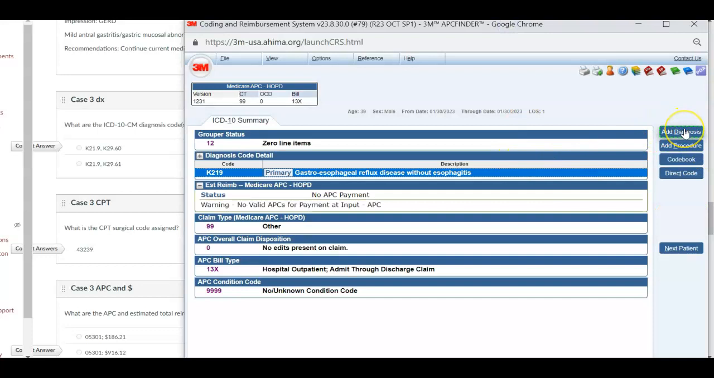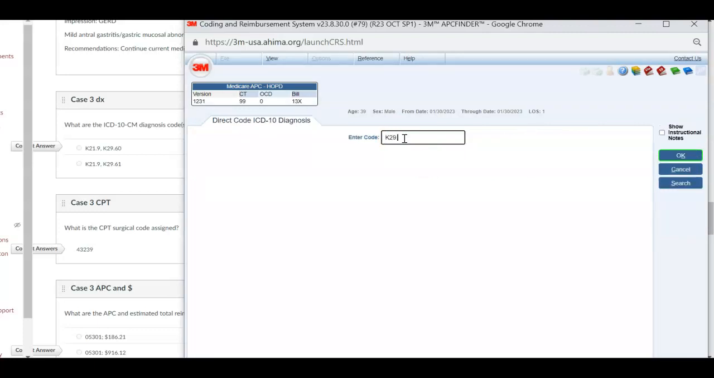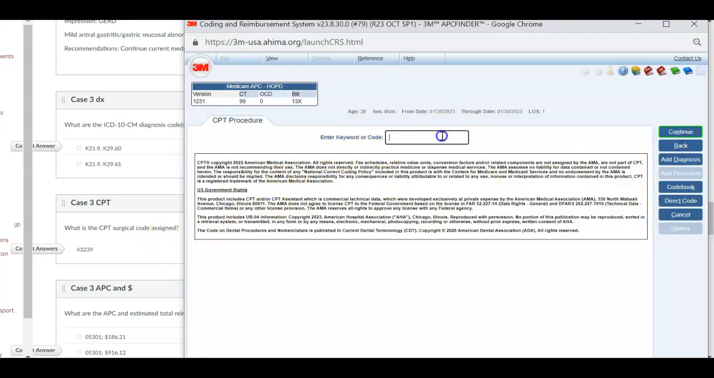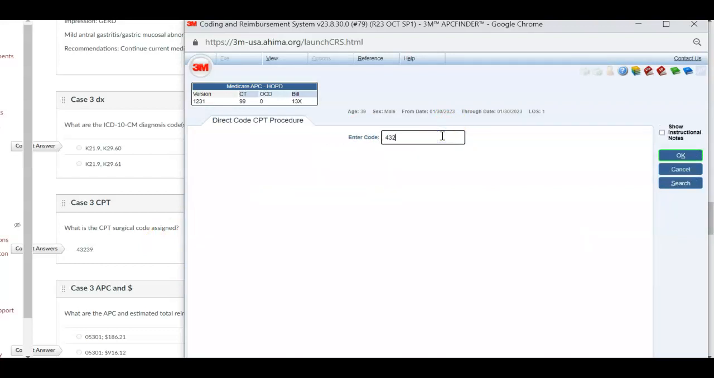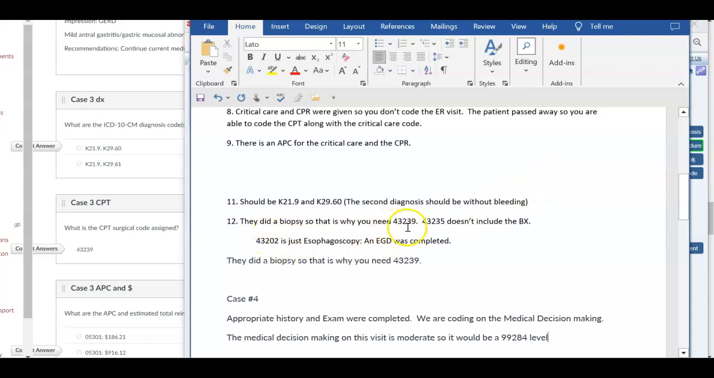Okay. I'm going to add another diagnosis here. K29.60. All right, so here again, without bleeding, now we are going to add our procedure, and it's going to be 43239. All right, so we have our EGD, biopsy, single, multiple. So let's go ahead and look at this. They did do a biopsy, so that's why we do need the 43239.